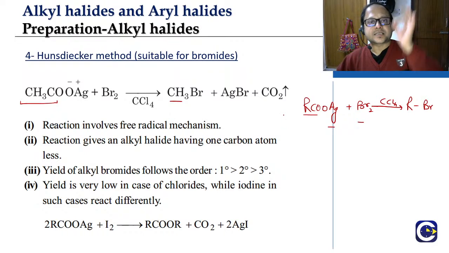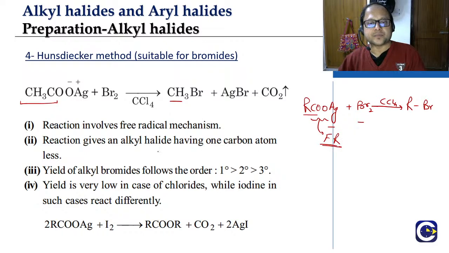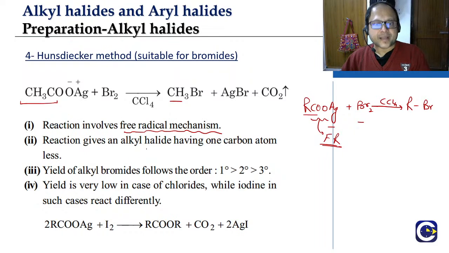So it's a step down reaction. It is a step down reaction. Ultimately, the product you are going to have is going to have one carbon less, along with, of course, AgBr and carbon dioxide. Since this is getting eliminated, whenever this happens, it is generally a free radical mechanism. It is always a free radical mechanism, right? So this always involves a free radical mechanism. One carbon less, hence it is a step down reaction.